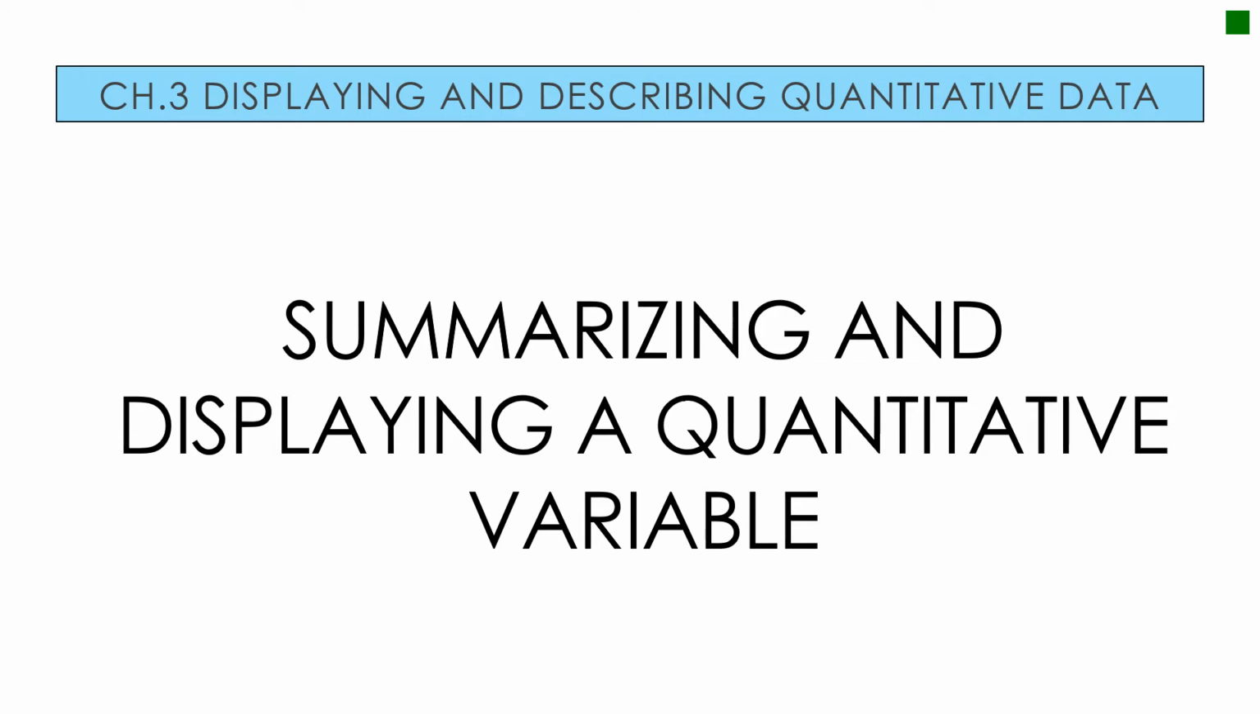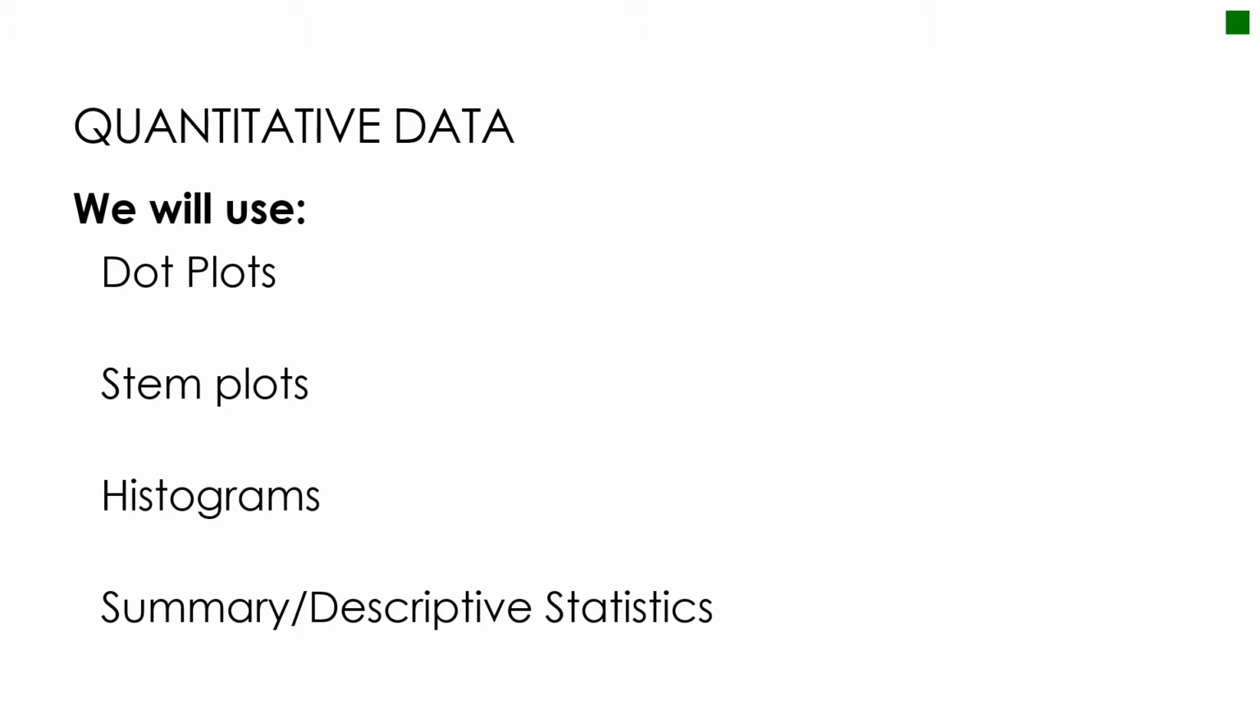We should be experts at this point on how to summarize and display categorical variables, and now we would like to move on to the same for quantitative variables. Just as a reminder, quantitative data is numbers that act as numbers, so we're dealing with actual numerical data. In order to display this graphically, we'll use a dot plot, a stem plot, or a histogram. If we want to display this numerically, typically that is with summary or descriptive statistics.